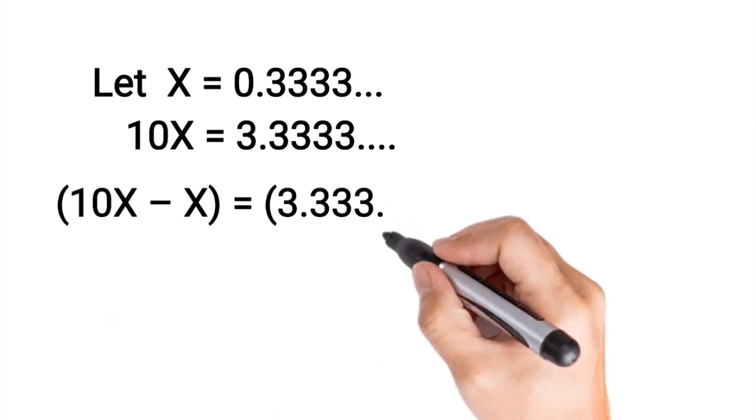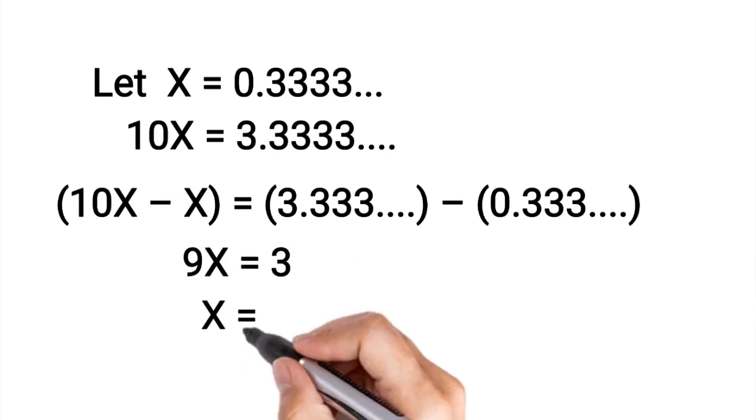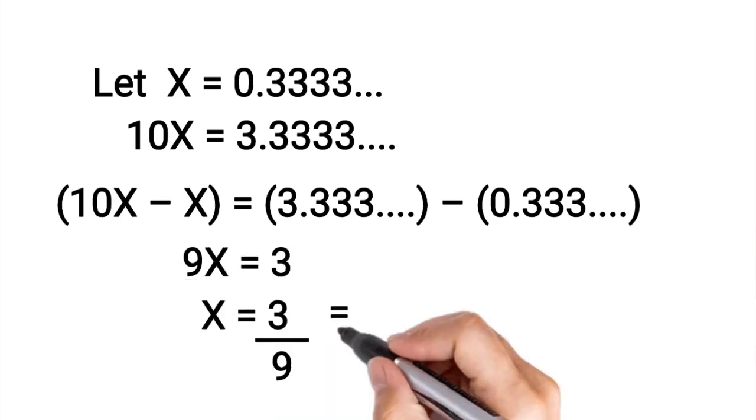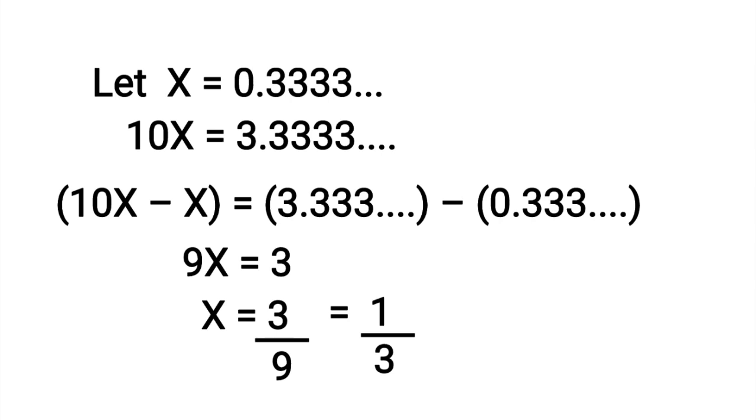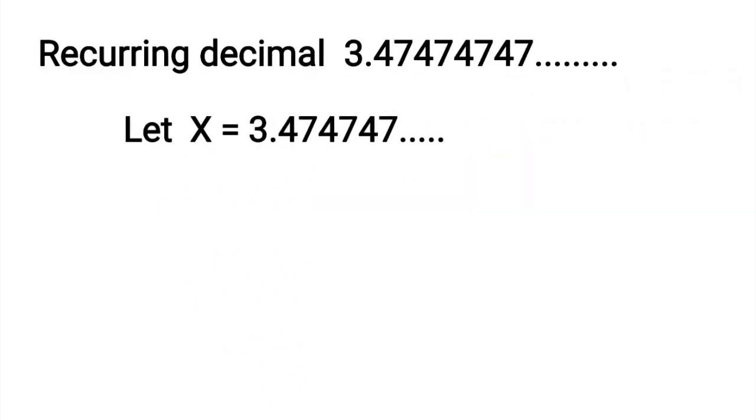Now let's subtract x from 10x. On subtracting, we get 9x equal to 3. So x is 3 by 9, and if we simplify, we get 1 by 3. Let's see another example. Again, let x be the recurring decimal number, which is 3.47 recurring.